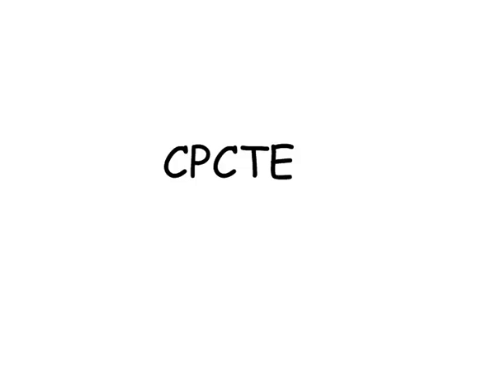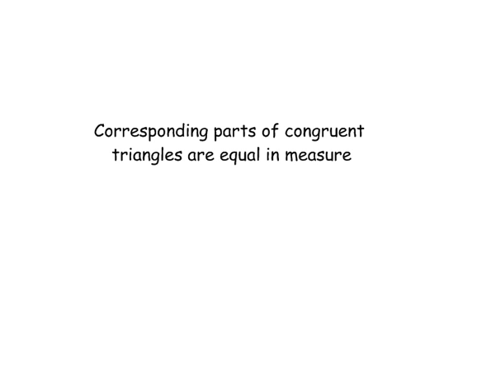Once we learn how to prove that triangles are congruent, then we know that all of the parts of those triangles are congruent, and we use something called CPCTE. What CPCTE stands for is corresponding parts of congruent triangles are equal in measure. And a lot of teachers like you to write this out instead of writing the abbreviation, so be sure you ask your teacher which he or she prefers.